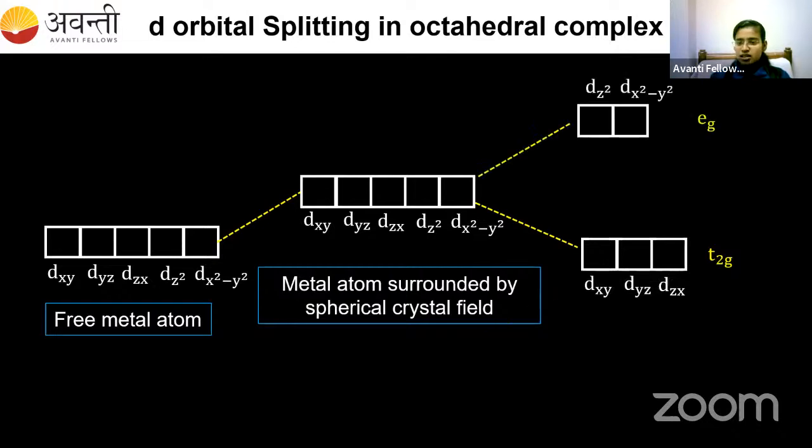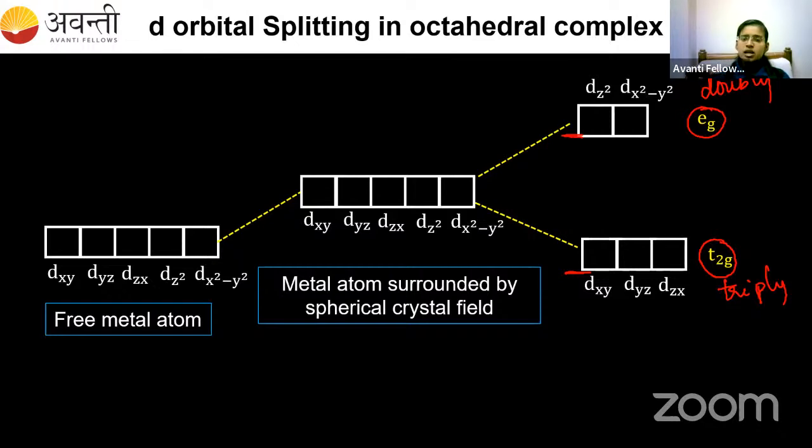We are calling these three orbitals the T2g orbitals and these two the eg orbitals. T2g means triply degenerate. Three orbitals are in the same energy here, no? So it is called triply degenerate. And here we have two orbitals with the same energy, meaning doubly degenerate. eg means doubly degenerate. Got it? So these are the names of these two split orbitals.